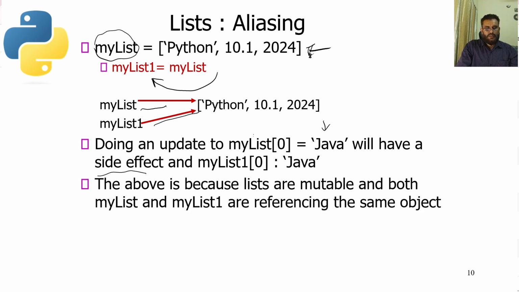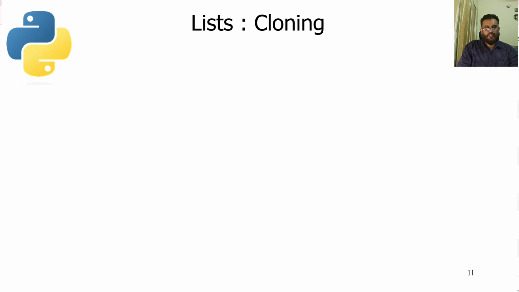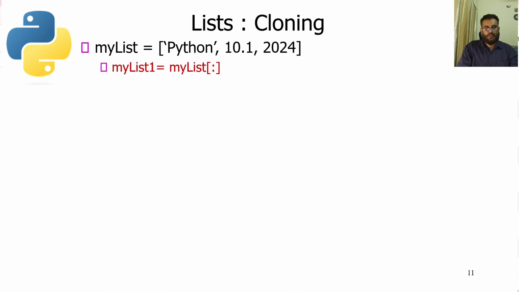So in this case, since they are referencing the same object, the effect will be visible in both the variables when we change one. If we want to avoid this, we can make use of the cloning operation. And what do we mean by that?